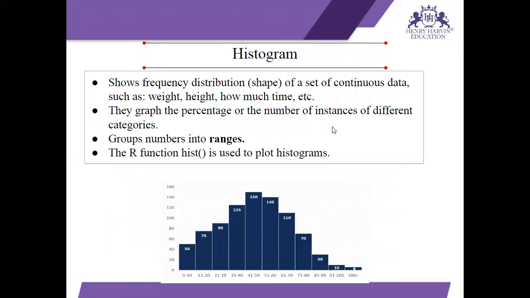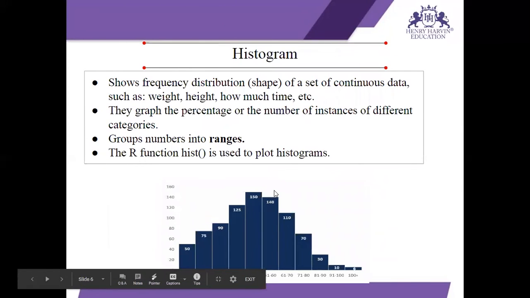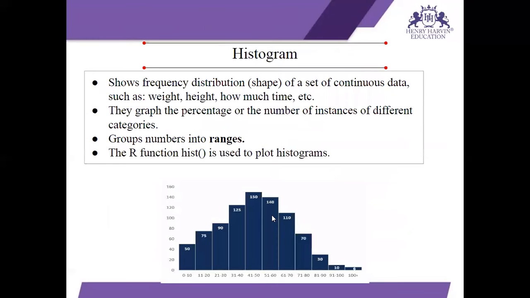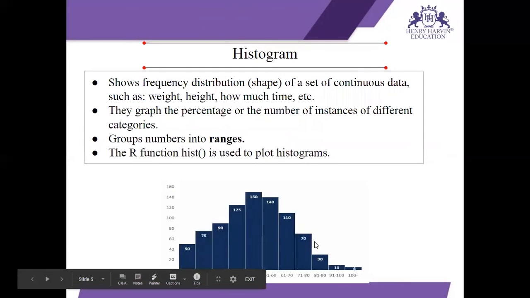Next is histogram. It shows the frequency distribution of a set of continuous data such as weight, height, or how much time a course will take, etc. The graphs show the percentage or the number of instances of different categories. So they show the percentage of different variables that are in continuous form.